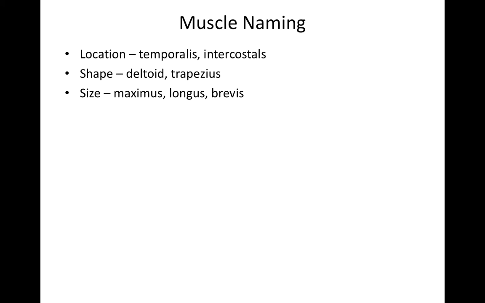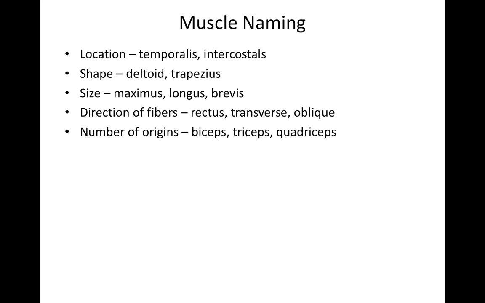Size, so when you see maximus or magnus, it means big. Longus means long. Brevis means short. So a lot of times, like your adductors in your inner thigh, you've got a magnus, a brevis, and a longus. Okay. The directionality, so rectus means straight, transverse means in the transverse plane, oblique means running in a diagonal. Okay, so those are really important for something like the abdominal muscles.